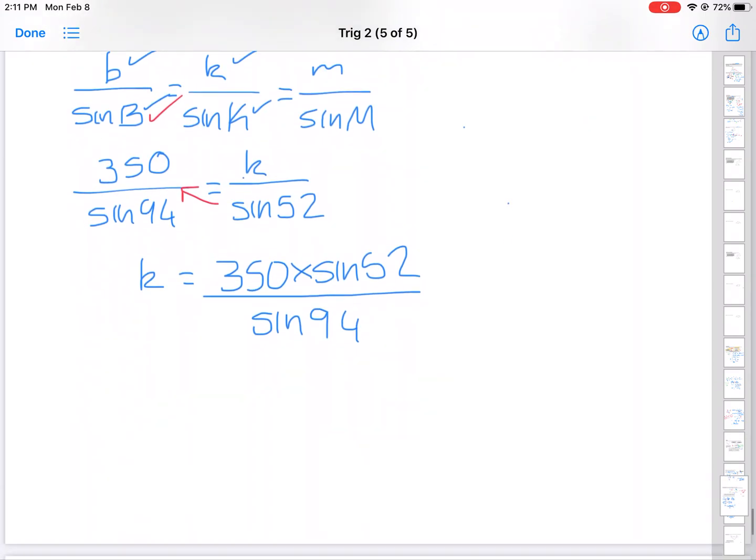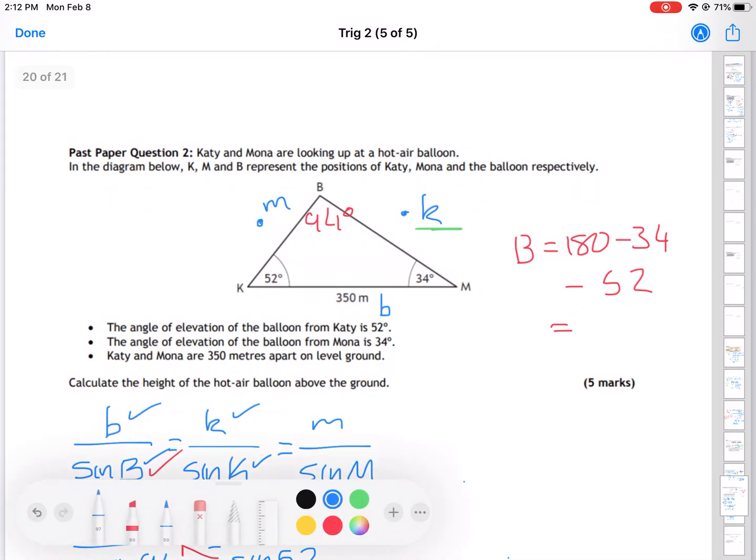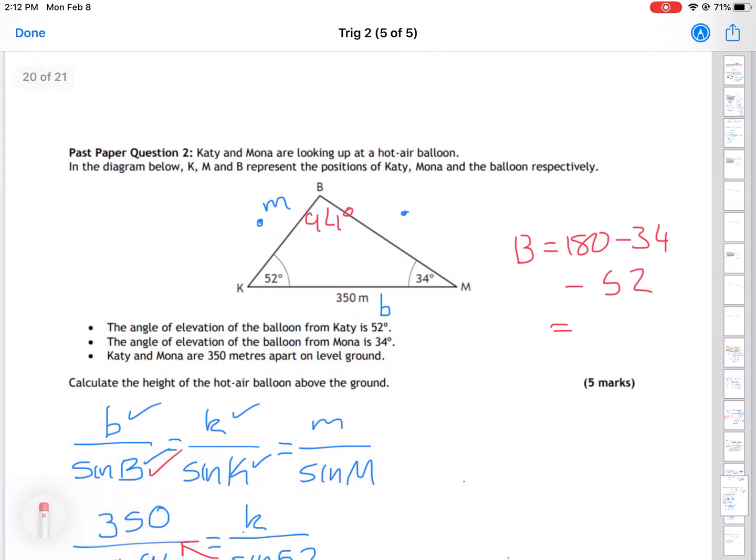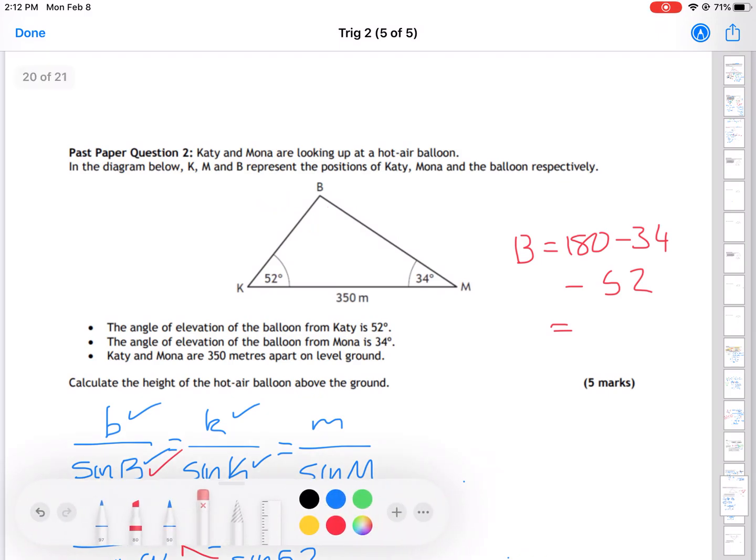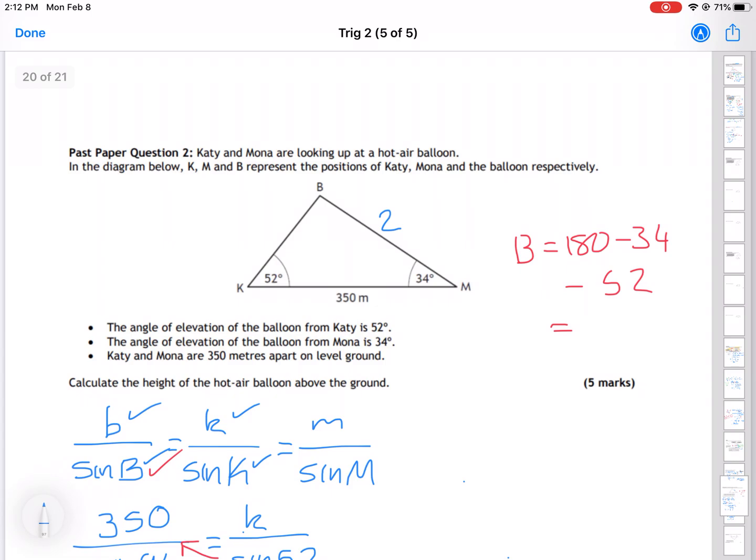So from here, pop that in the calculator, round to 1 decimal place. We'll find the size of K. That's not us done, however, there's quite a lot to do with these particular questions. So 350 times sine 52 equals, and then divide that by sine 94, and we will get 276.5 to 1 decimal place. So 276.5, I can put that number in place of K. That goes into here.